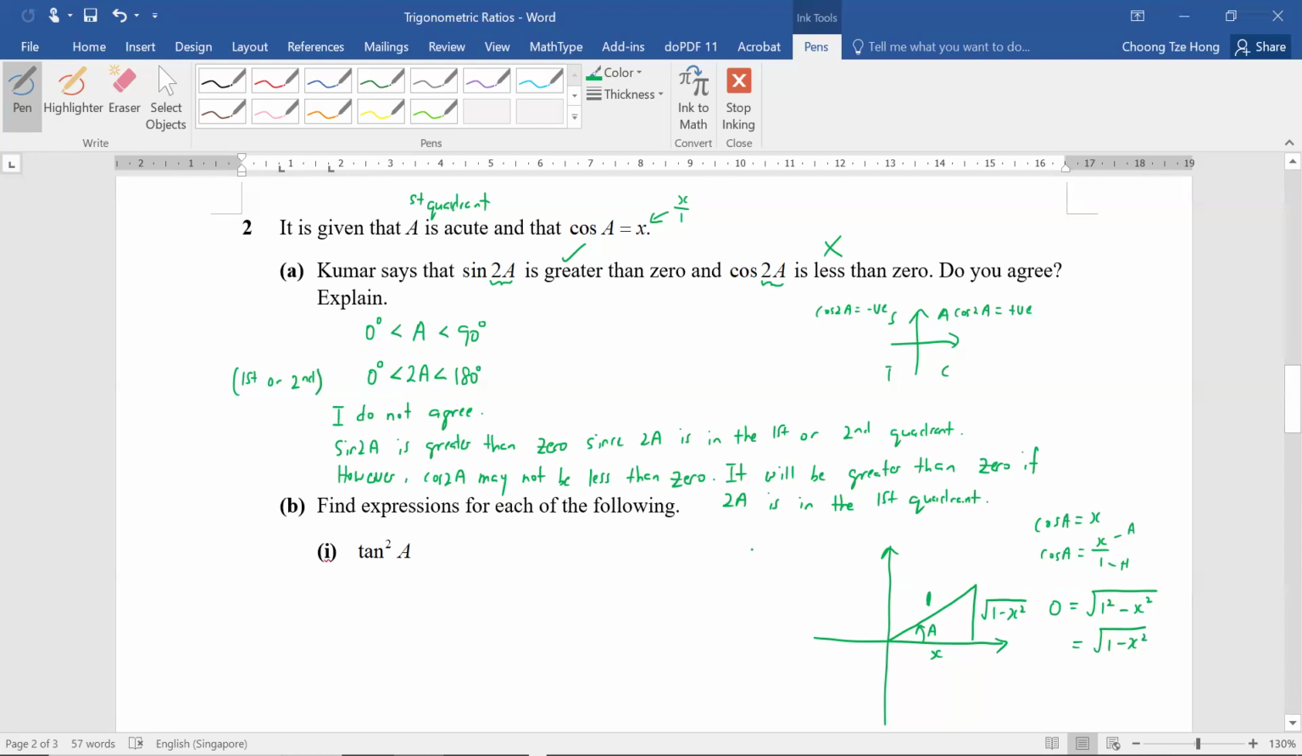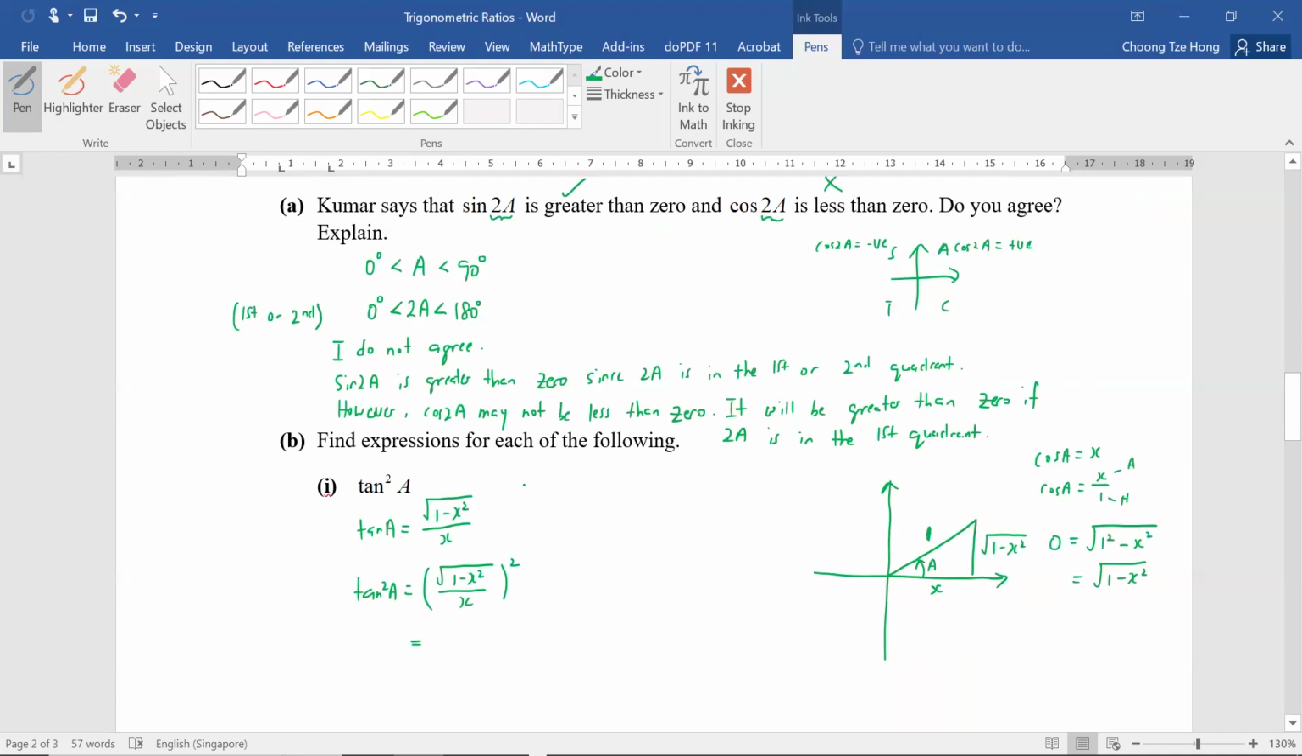You can still form the triangle. Now they want tangent squared A. So let's find tangent A first, then we just square it. Tangent is opposite over adjacent, so it will be the square root of 1 minus x squared over x. So tangent squared A will be the square root of 1 minus x squared over x, and you square it. If you square the square root, you get 1 minus x squared over x squared. So this will be the answer: 1 minus x squared over x squared.